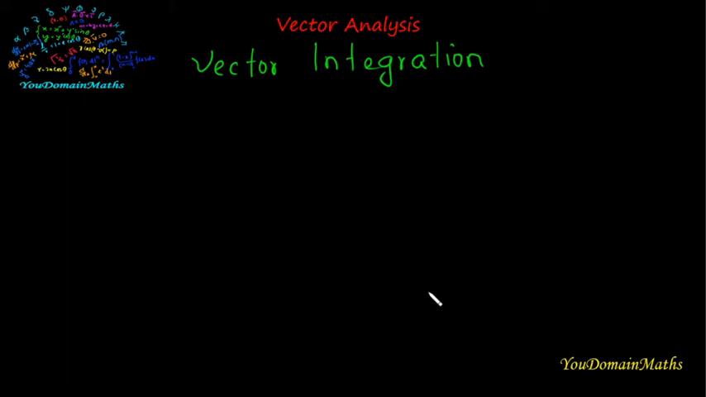We'll introduce vector integration. Firstly, we represent a vector a of t equal to t i plus t square j plus t cube k, where i, j and k are the unit vectors along the x, y and z axes respectively.